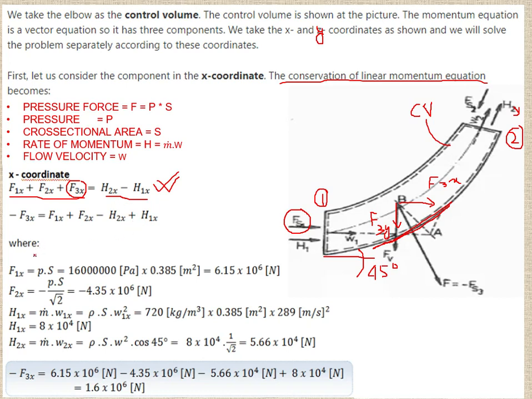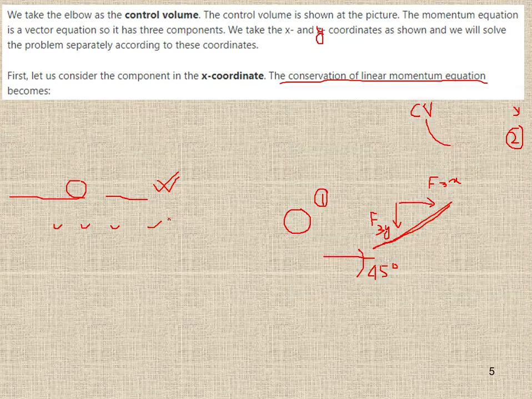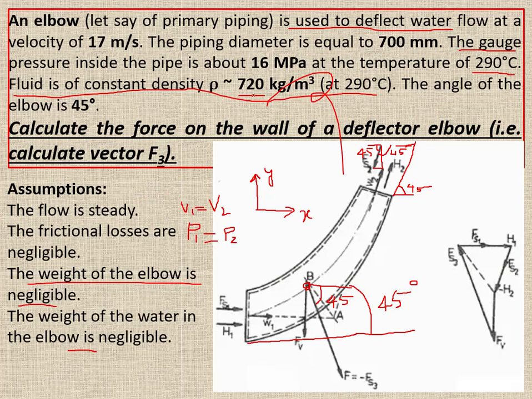Now we are going to find out the value of each component. What is the magnitude of this component? F1x is basically the pressure force, as I told you before. Fs indicates the pressure force, which is pressure times surface area. The pressure given is, let's see, 16 megapascal.